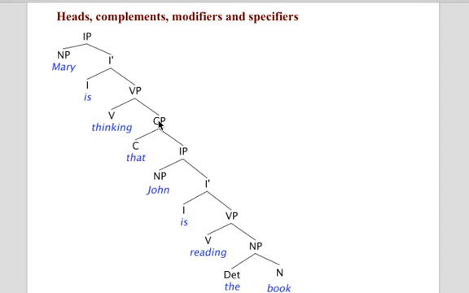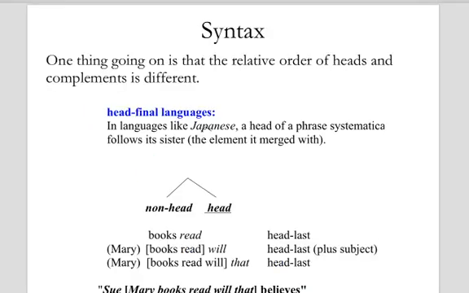Within that complementizer phrase, there's a head element, the complementizer that, and it's followed by its complement, the IP or the sentence or the TP: John is reading the book. You go down into this lower clause, this lower sentence, and you find the exact same thing. Head, complement, head, complement, and so on and so forth. So English is, broadly speaking, a head initial language. There might be an exception or two.